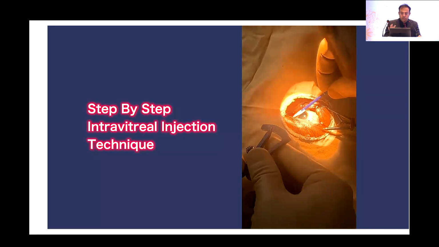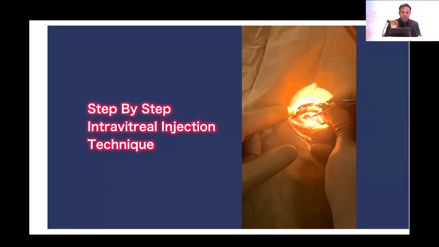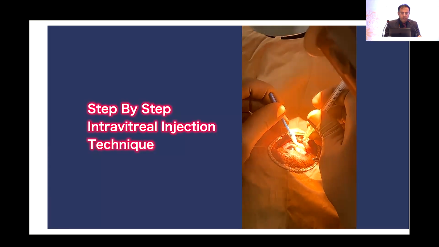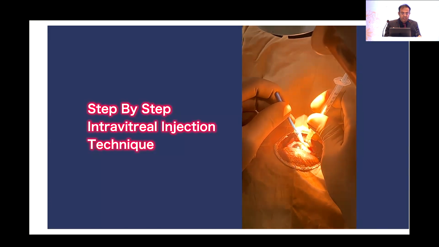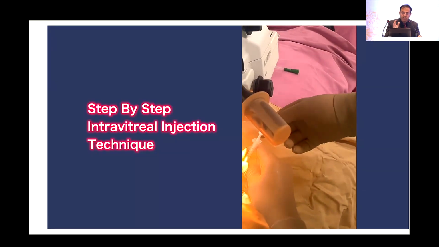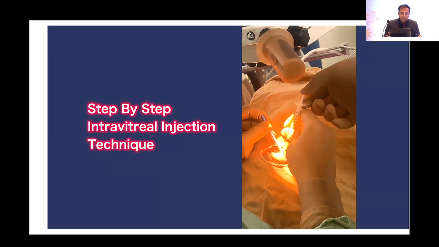This is from the outside. You have to very well understand that it is 3.5 mm from the limbus that you have to go. If the patient is phakic, then again you have to be more careful. If the patient is pseudophakic or aphakic, then at 3.5 mm you are not going to harm the lens. This is how the thing is done.